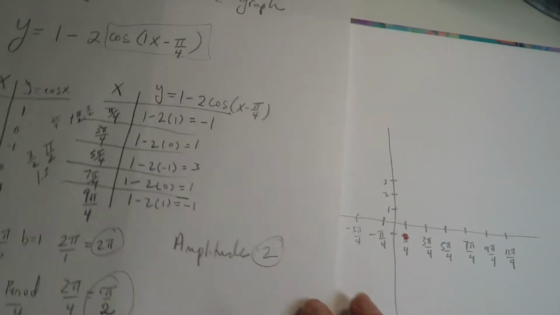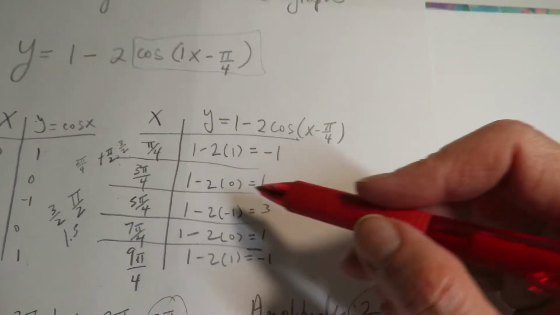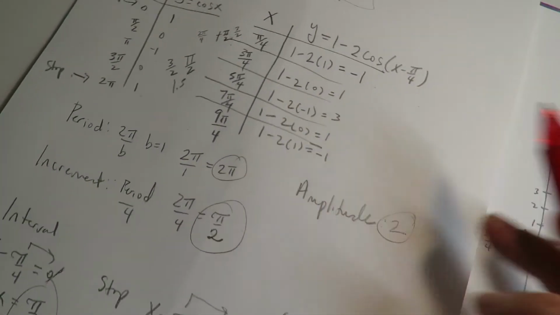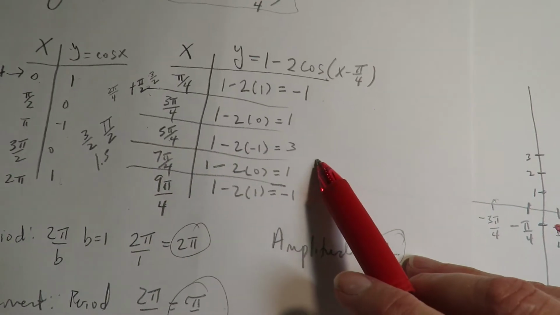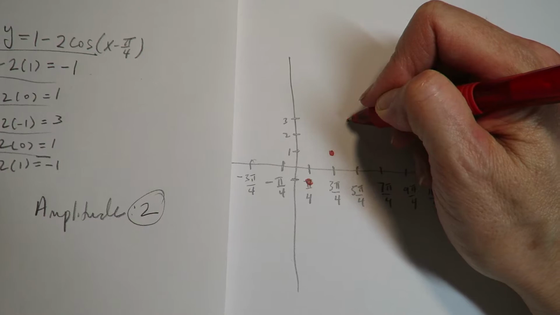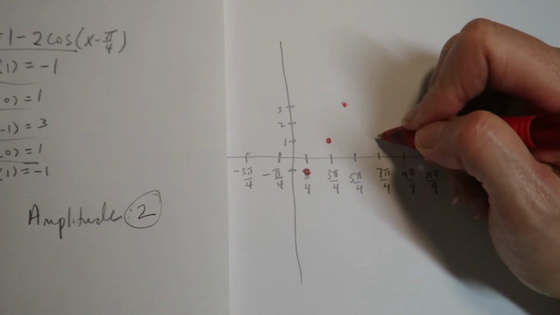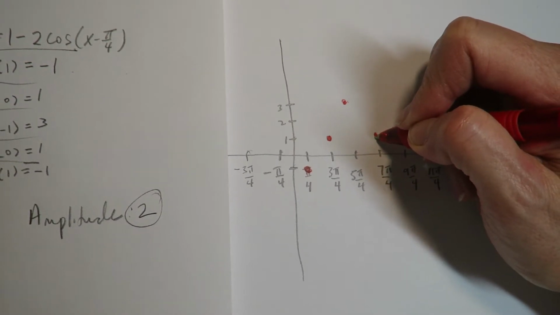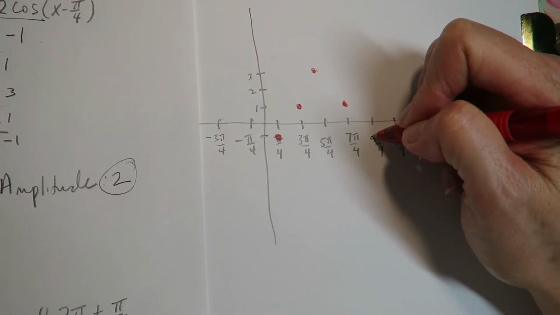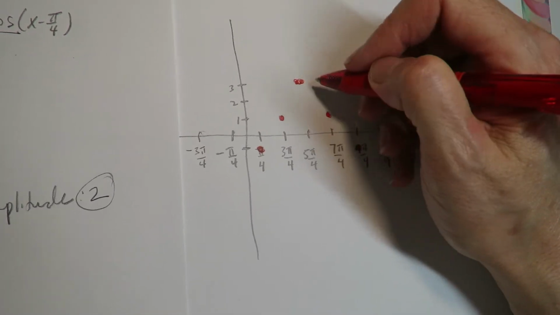All right, so now we're just going to go off the table here. So pi over 4, we're at negative 1. 3 pi over 4, we're at 1. 5 pi over 4, we're at 3. 7 pi over 4, we're back at 1. 9 pi over 4, we're at negative 1. Let me move this guy over a tad.